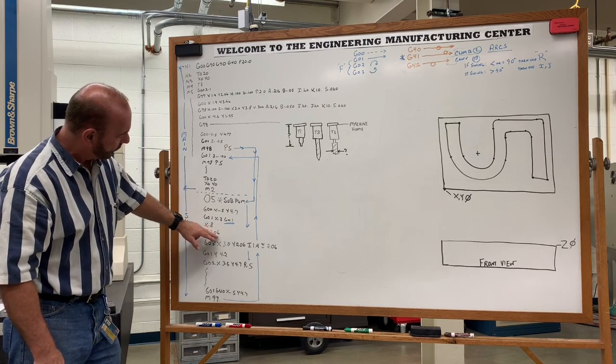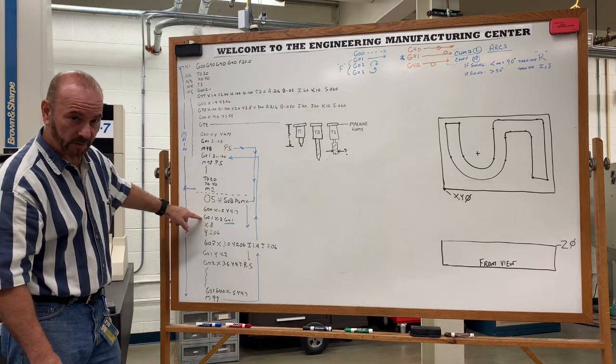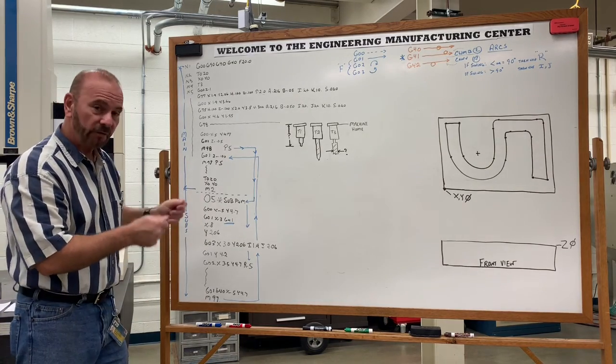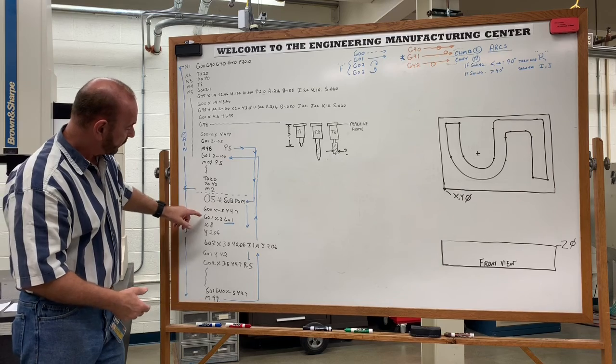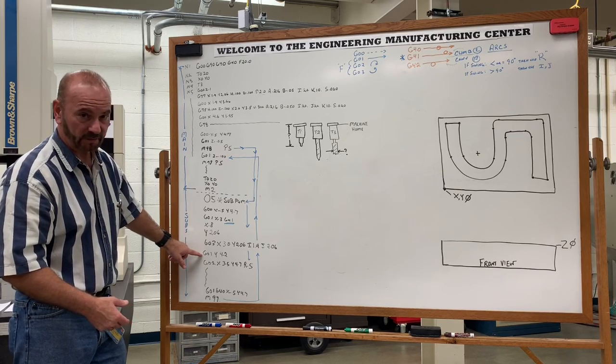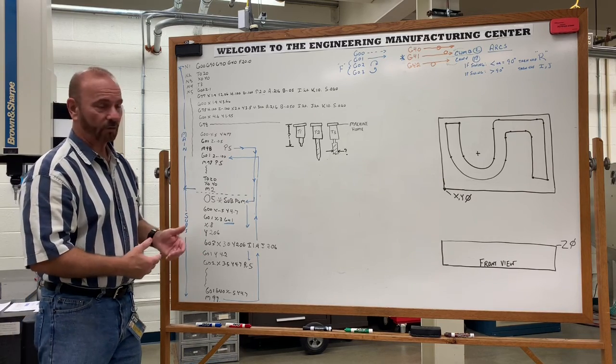All three of these moves were linear moves because this switch, the G01 being modal, was turned on, and then what turns them off is an opposing code. So now G03 was turned on, which turns off G01, and then G03 gets turned off when G01 gets turned back on, and that's what modal codes are.